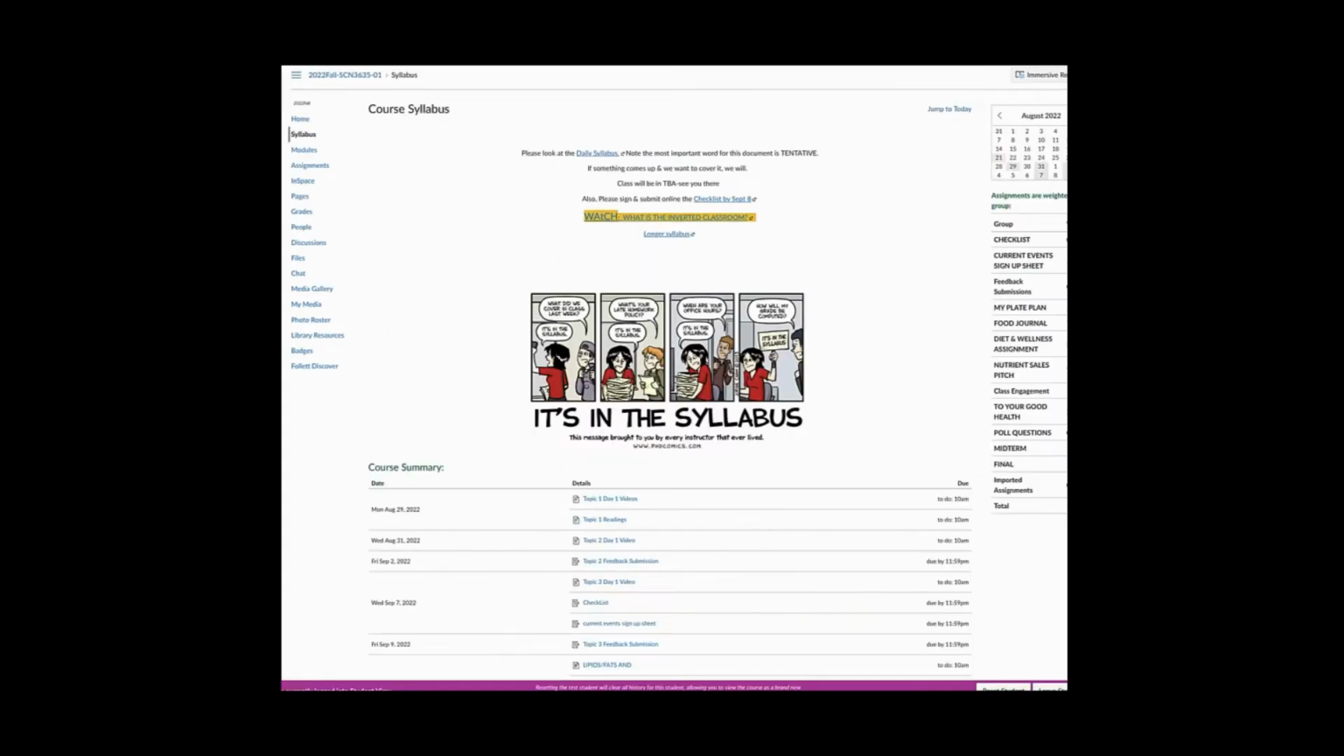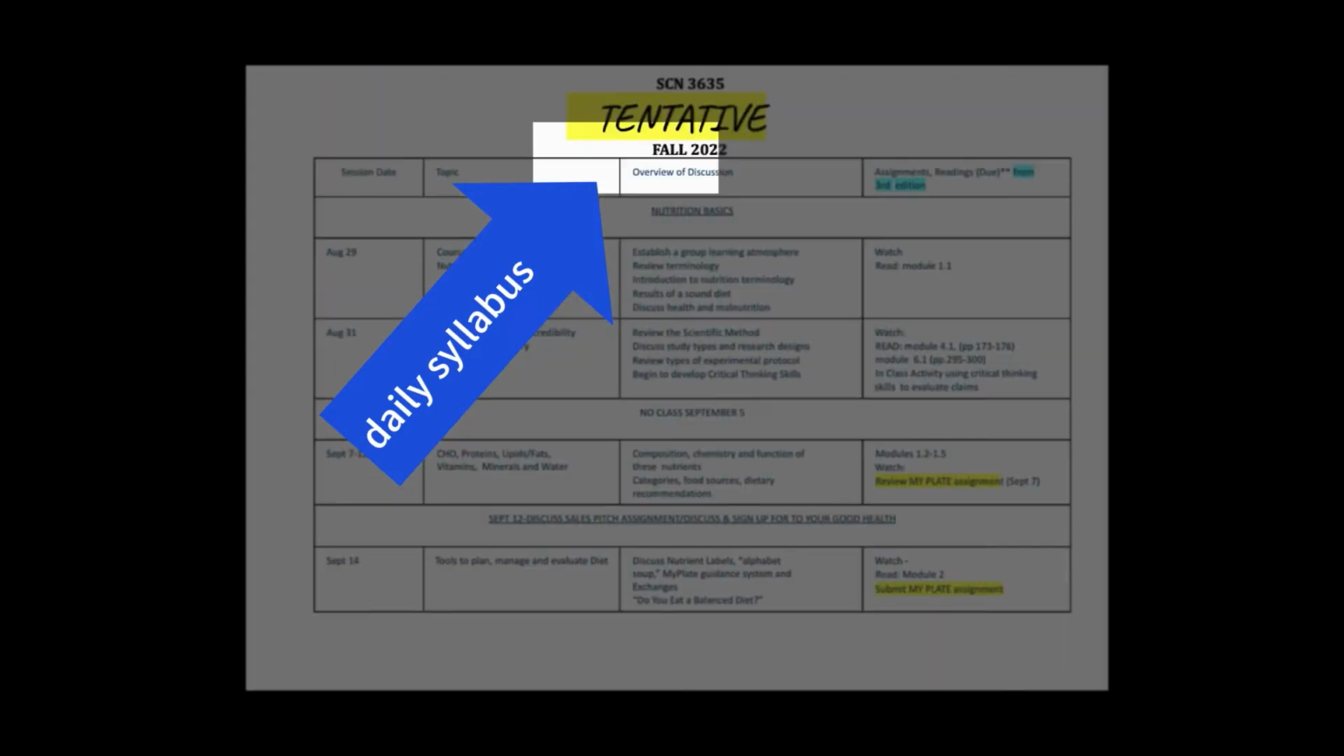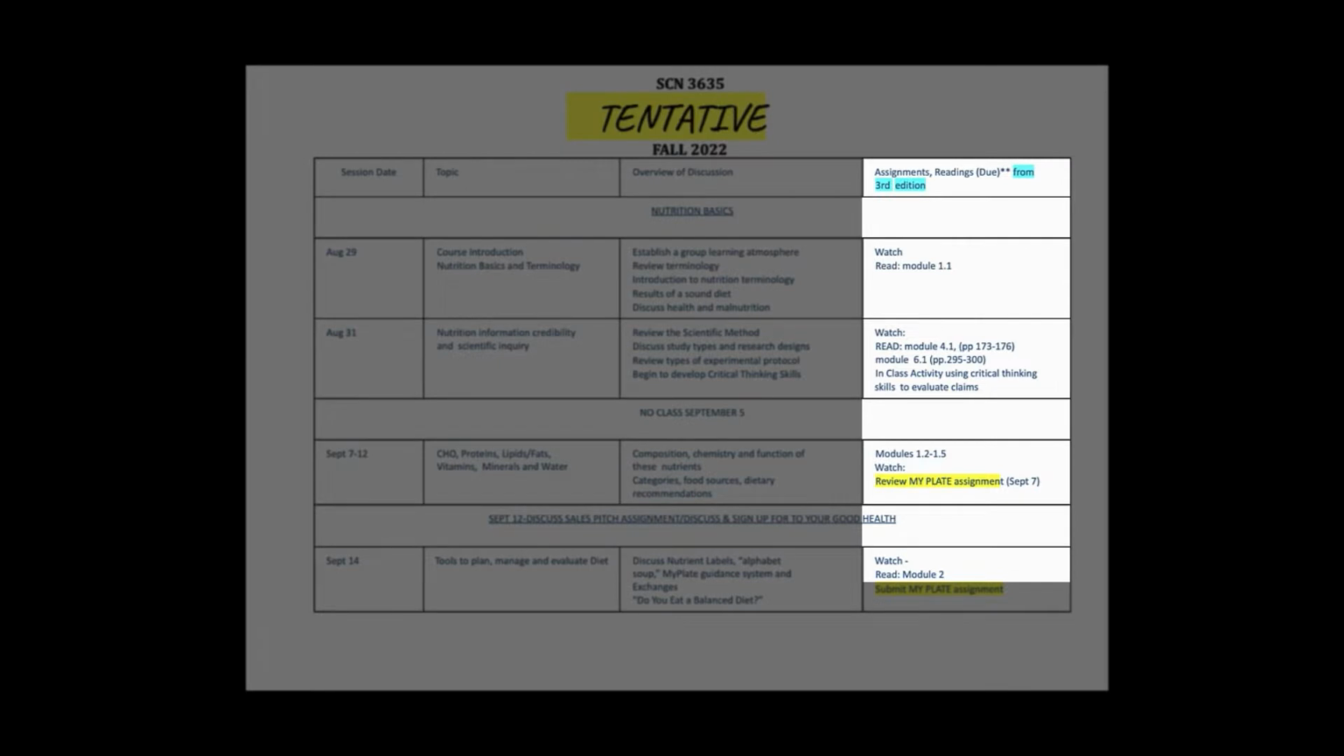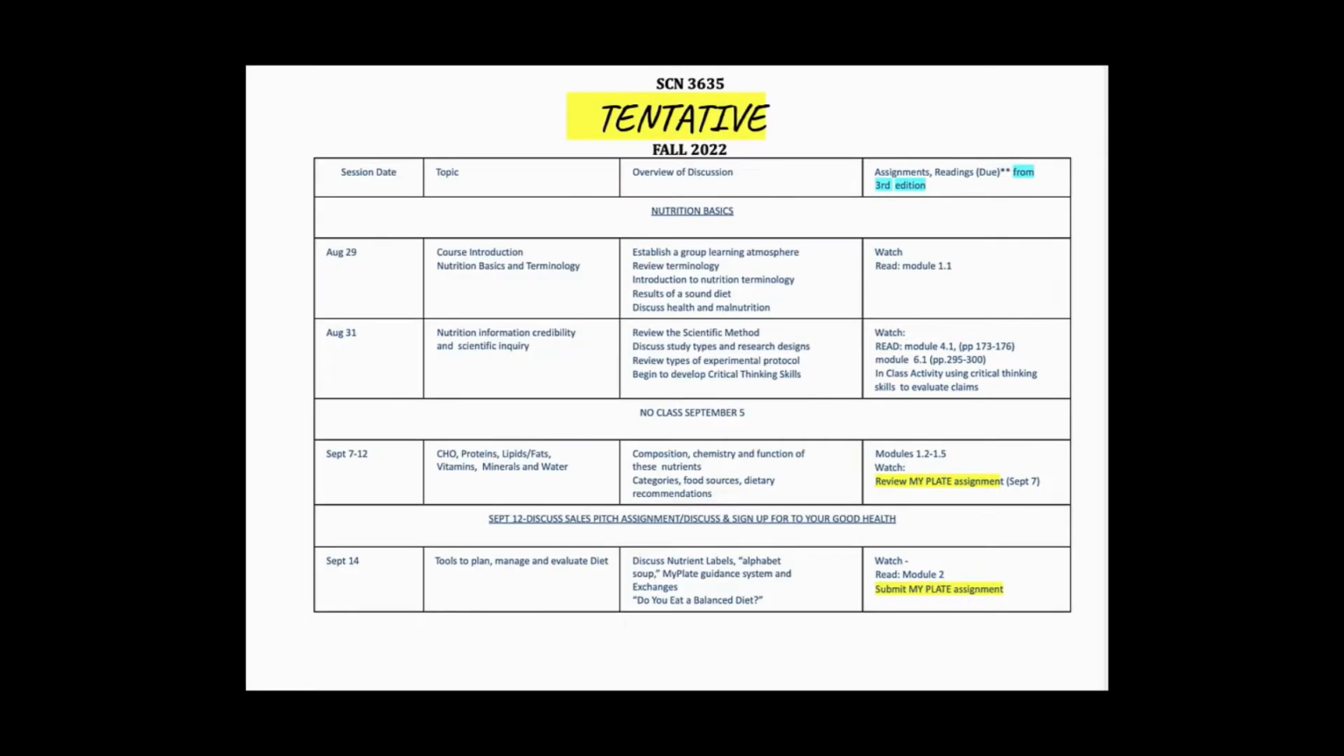I'm going to look at the syllabus. First, we'll look at the one-page daily syllabus. This is for fall of 2022. You'll see session date, topic, overview of discussion, and the assignments. The textbook is optional. I do have a couple copies of it for anyone who might be interested. And for those of you who do have the textbook or want to borrow one, I have the readings. And we'll look at the longer form of the syllabus.